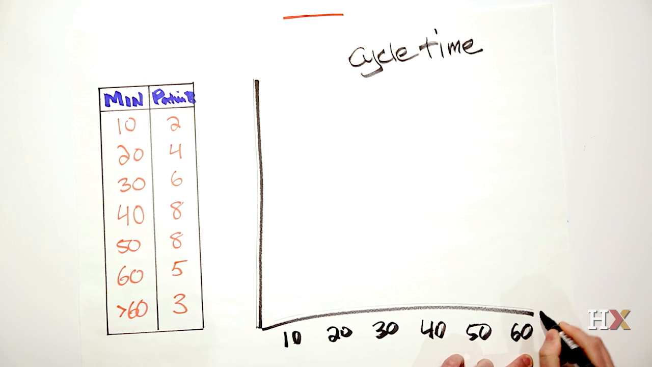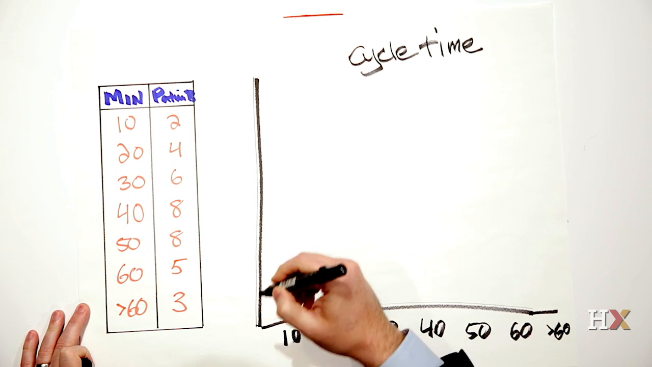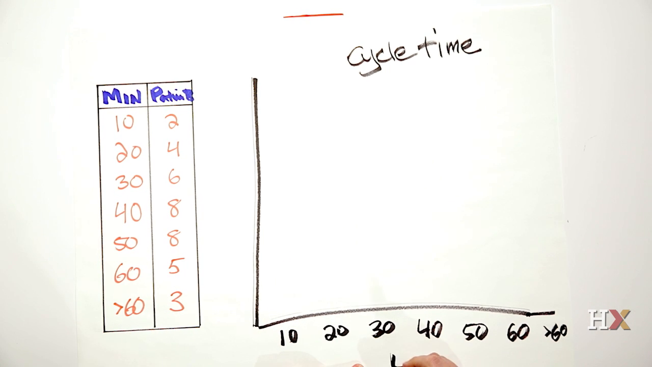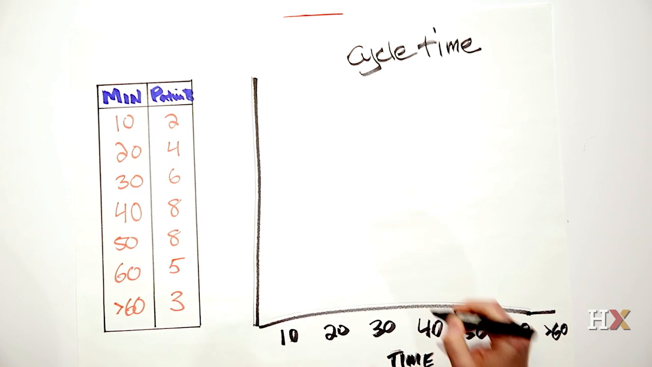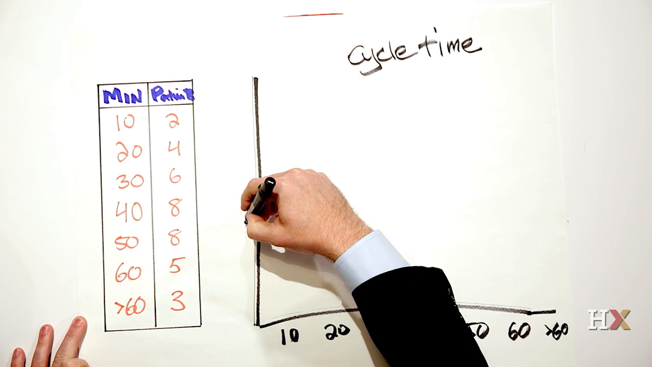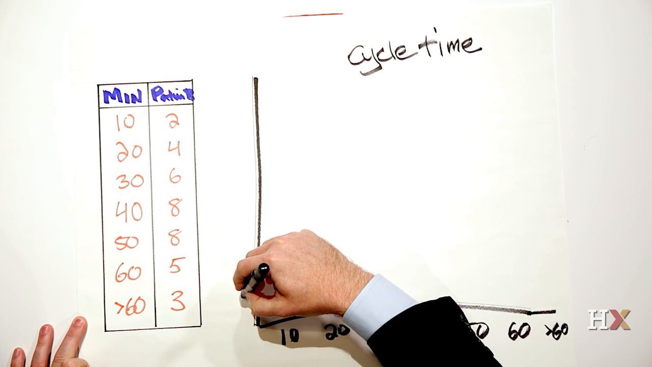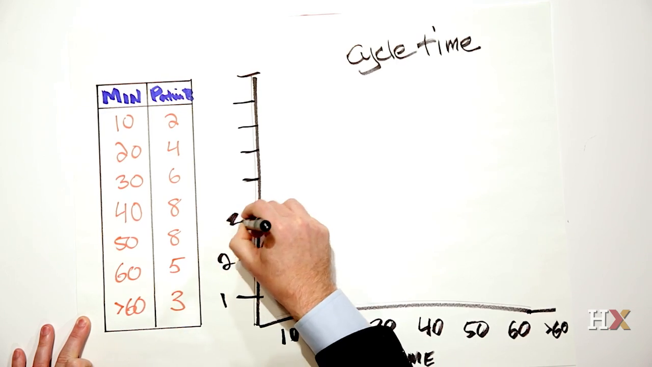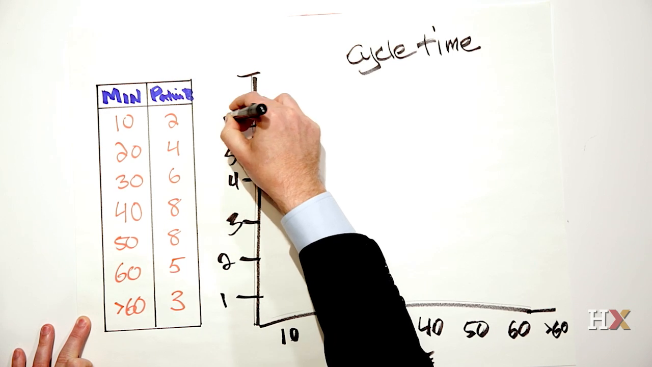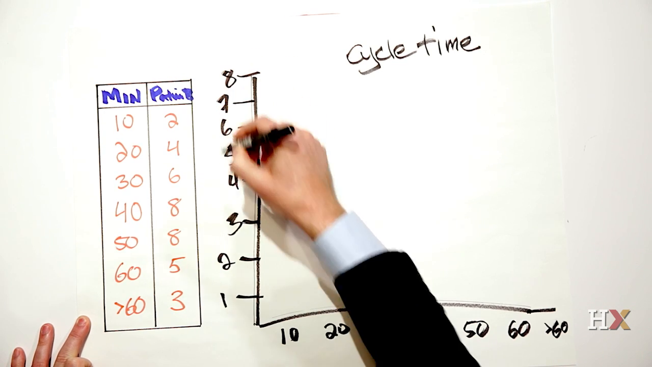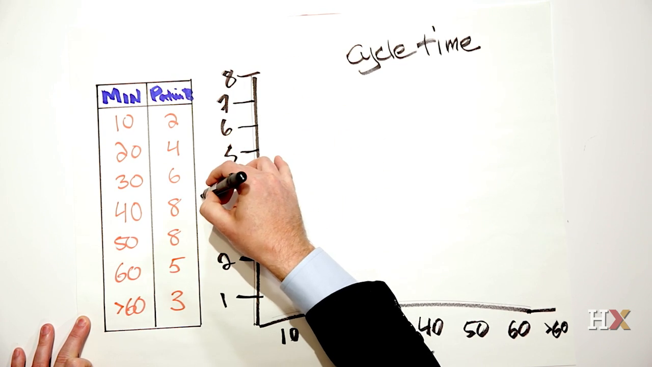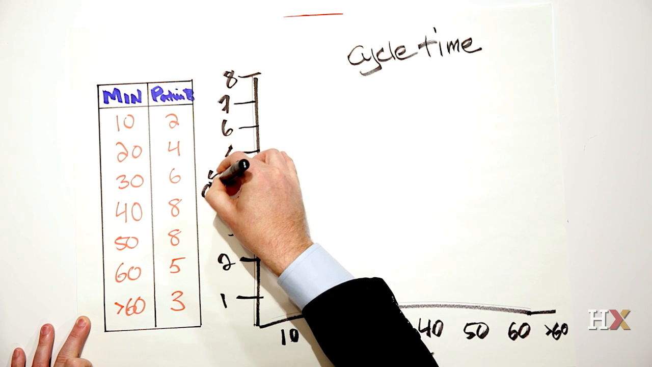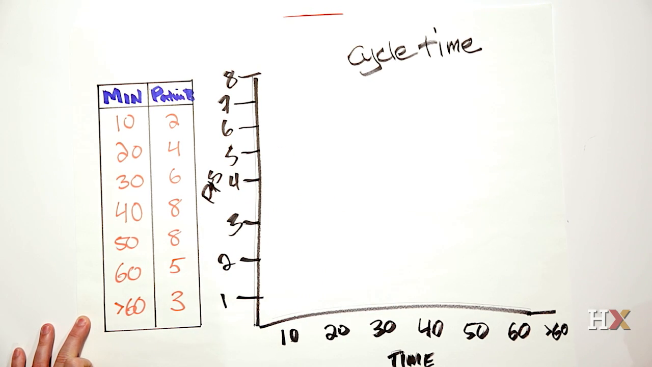because for the most part, we don't want that. And then on this side, let me put my time here. It's good to label your axis. On this side, I'm going to put my number of patients. So I'll go 1, 2, 3, 4, 5, 6, 7, 8. And again, this is the y-axis, and I want to label that as well so people who can see this know what it is that we're tracking.